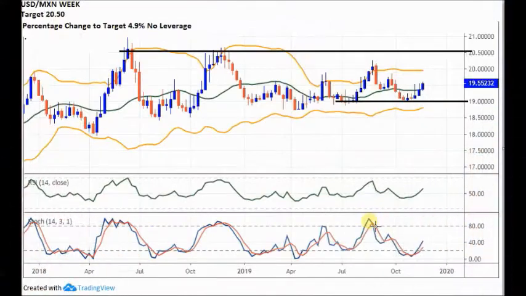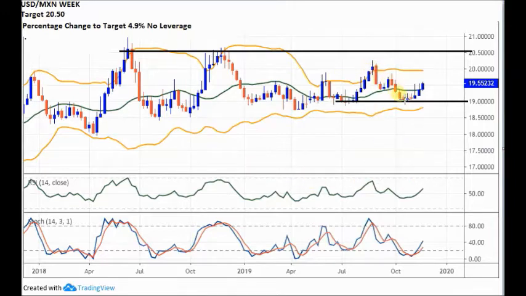So just take a quick look at the USD MXN weekly chart just to see our target, which is up at 12.50, which we can't see on the daily chart. We'll obviously go to that in a moment. But the percentage change to target with no leverage at all is 4.9%. And I think we're getting ready for a big move to the upside.